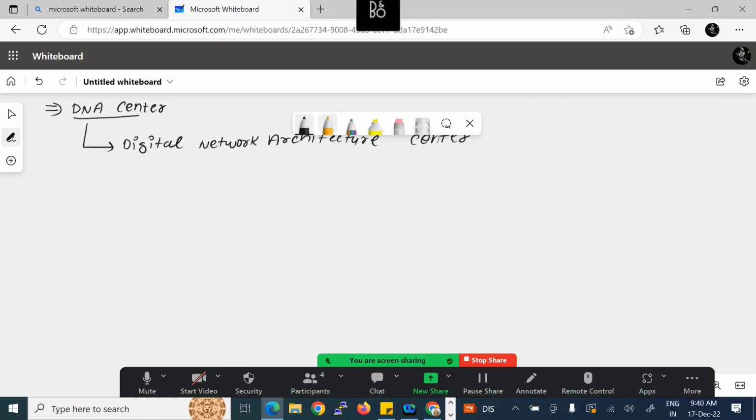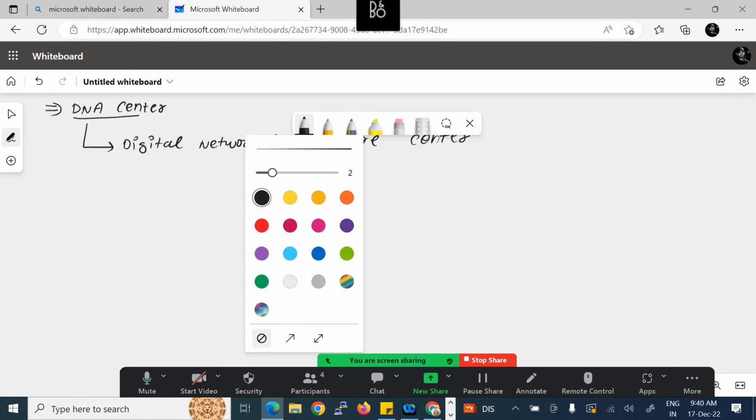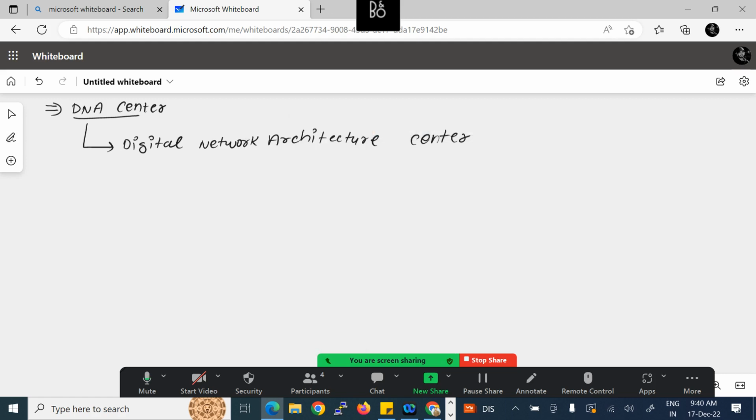Before discussing the DNA Center, we'll start with the introduction of software defined networking. First of all, introduction of software defined networking.